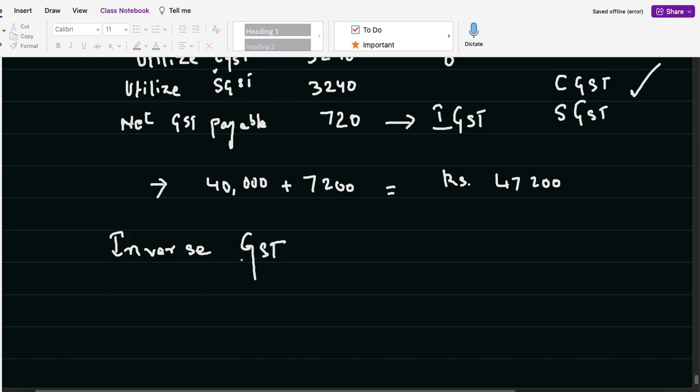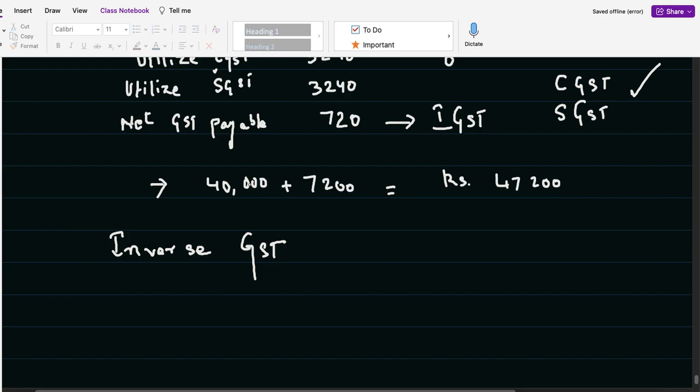Inverse GST means sometimes in GST problems you are not given the price, so you are given the final amount including GST, and you have to work backwards to find the original price. These are called inverse GST problems. Understood?